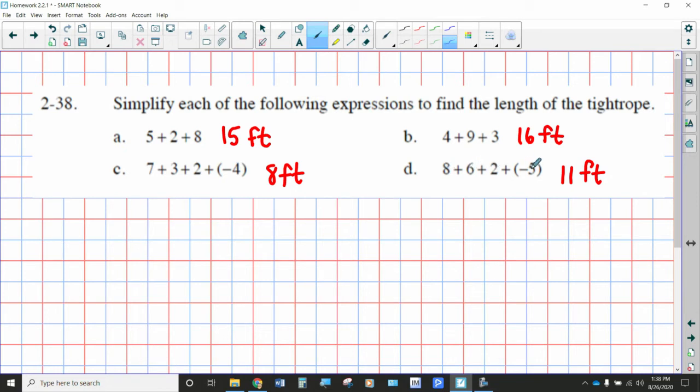But now you're going to back up. So you went from 16, and then you backed up 5 feet to get to 11. If I'm going quickly, once again, you know what to do. Go ahead and pause the video, and you can make your corrections if you need to.